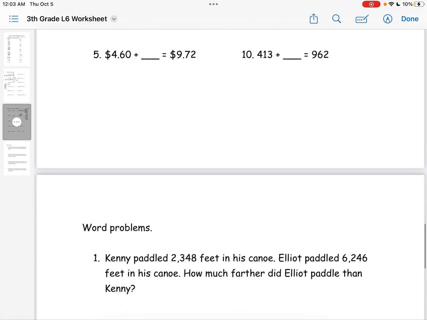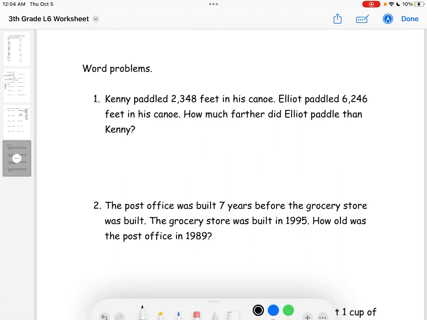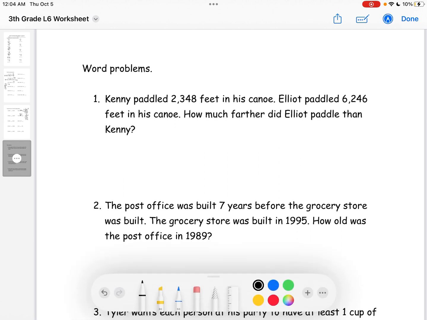We move on to the last page now, which are word problems. It says Kenny paddled 2,348 feet in his canoe. Elliot paddled 6,246 feet in his canoe. How much farther did Elliot paddle than Kenny? So first we have to do 6,246 minus 2,348, and then we gotta change it to 5.